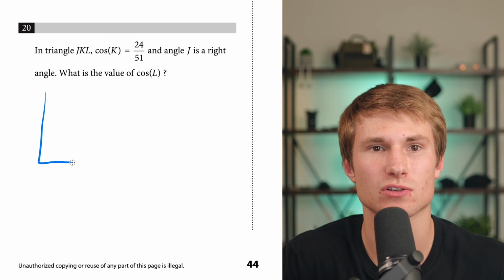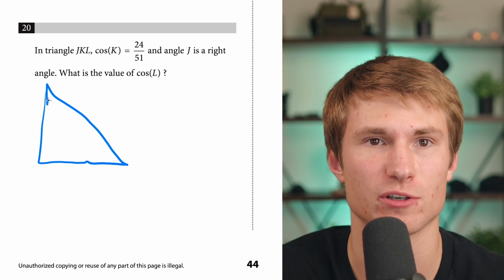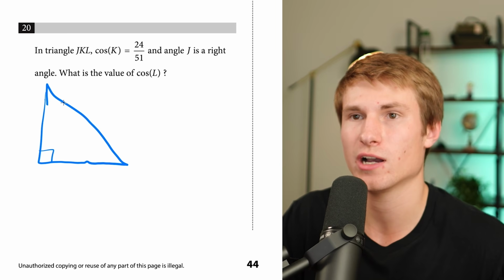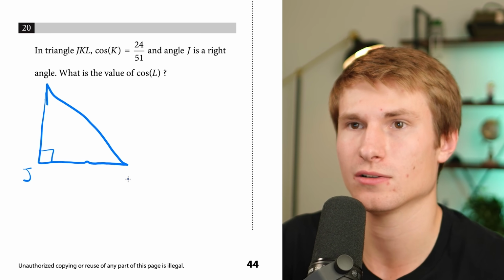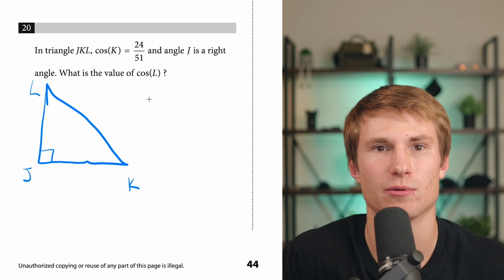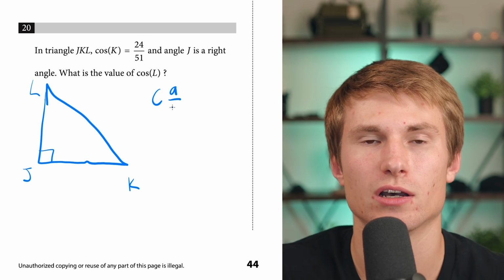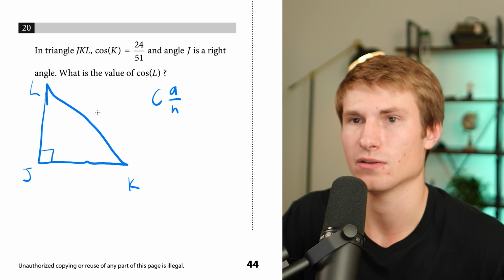With triangles and circles questions, I always recommend to go ahead and just draw them out because it is very helpful to visualize. In this case, we know that we have a right triangle, and angle J is going to be the right angle, so we can put J here, and then we'll put K and L. Now we're asked for the value of cosine of L. We know that cosine is adjacent over hypotenuse. So in order to calculate this, we need to know the values of the hypotenuse and the adjacent side.